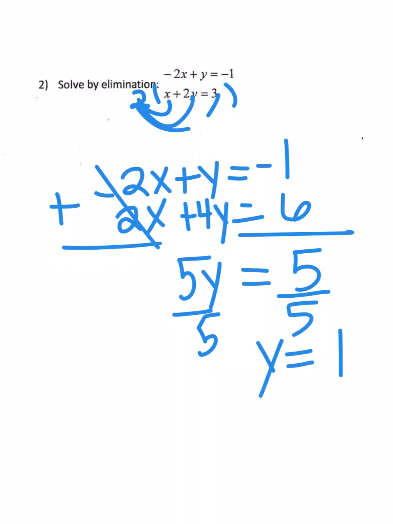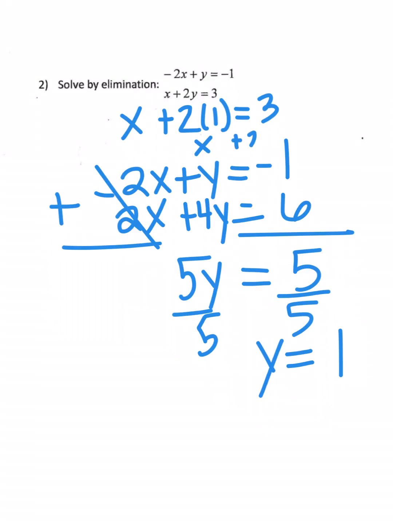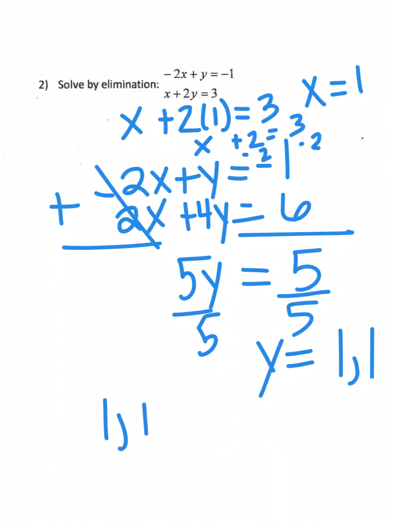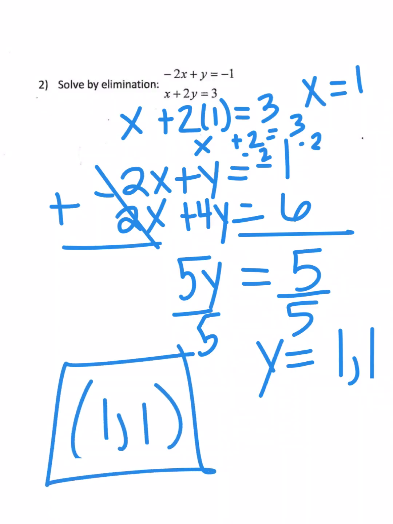Now I'm going to go back into my original linear equation, and I'm going to plug in my y value. Let's clean this up a little bit. All right, so let's substitute our y value of 1 to replace our y. And then that leaves me with x plus 2 is equal to 3. I'm going to subtract 2, leaving me with an x of positive 1. So my answer is actually going to be 1, 1. My x and my y value were both 1.